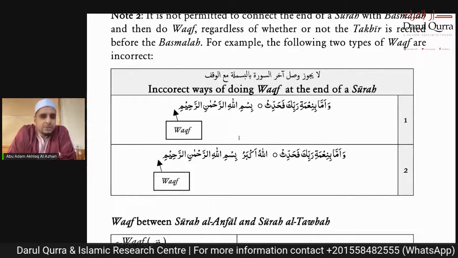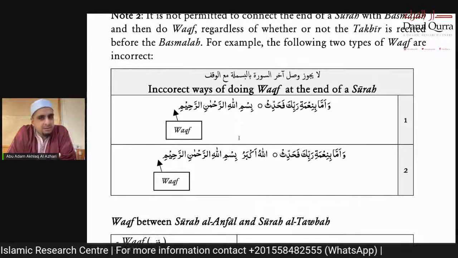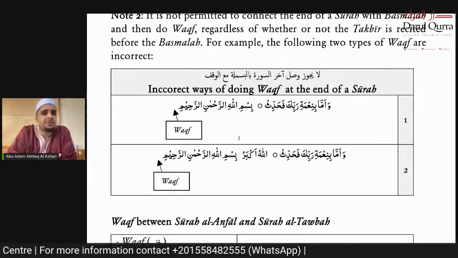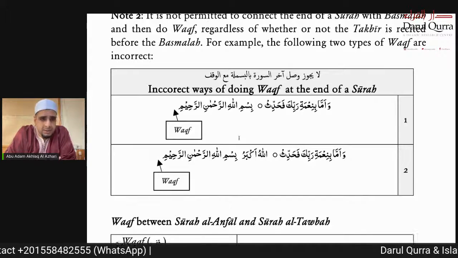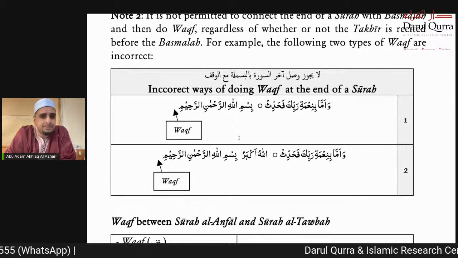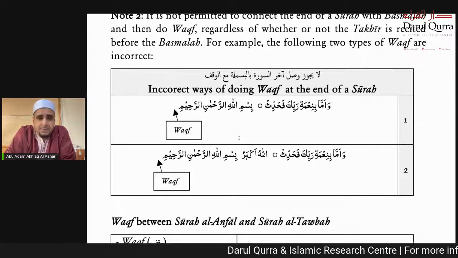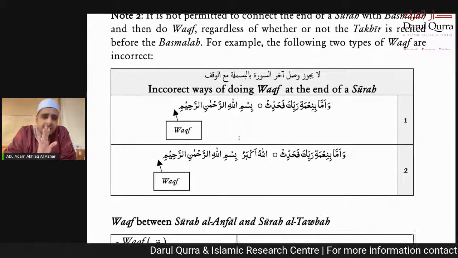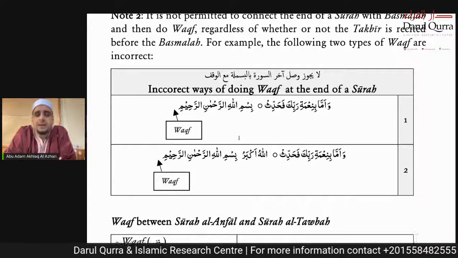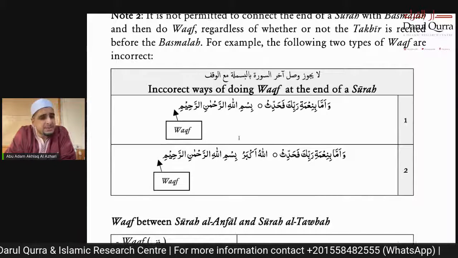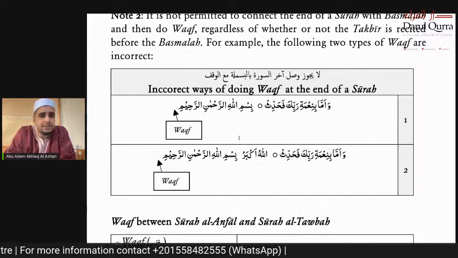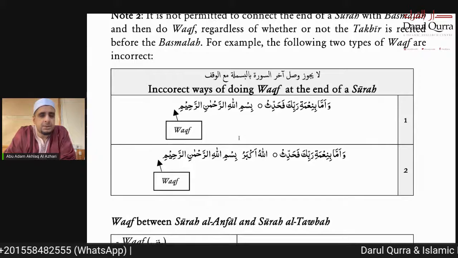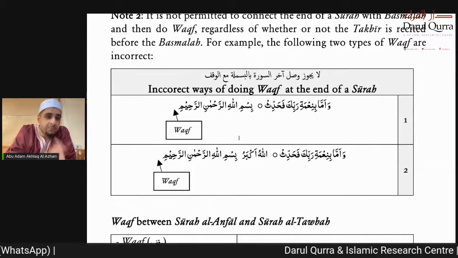So the way you do this, وَأَمَّا بِنِعْمَةِ رَبِّكَ فَحَدِّثْ. Take a breath. بِسْمِ اللَّهِ الرَّحْمَنِ الرَّحِيمِ. Same with وَأَمَّا بِنِعْمَةِ رَبِّكَ فَحَدِّثْ، اللَّهُ أَكْبَرُ، بِسْمِ اللَّهِ الرَّحْمَنِ الرَّحِيمِ. And take a breath. Tamam? But you can't do this if you're stopping here totally.